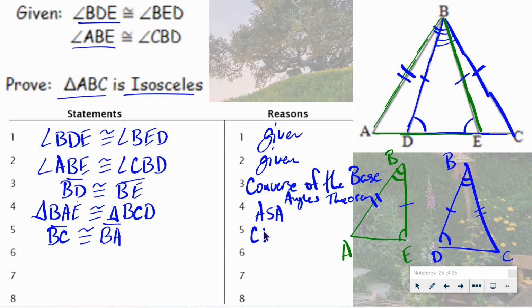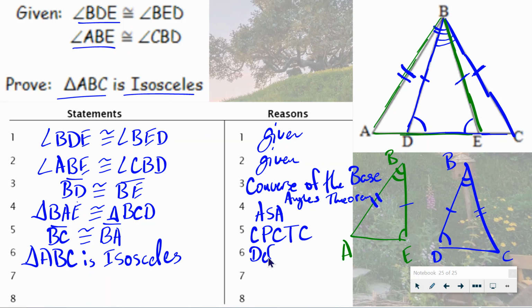Corresponding parts, CPCTC. And if those two are congruent, then ABC is isosceles because I have two congruent sides. That's just by the definition of isosceles triangles.